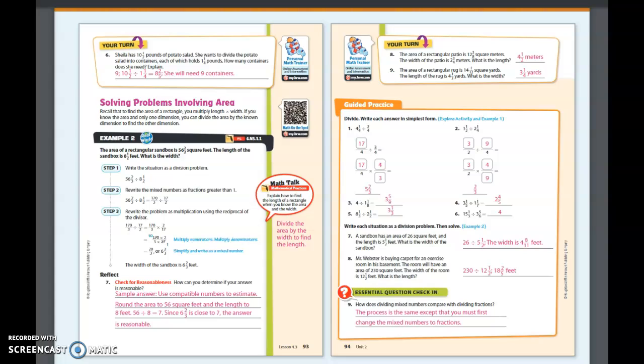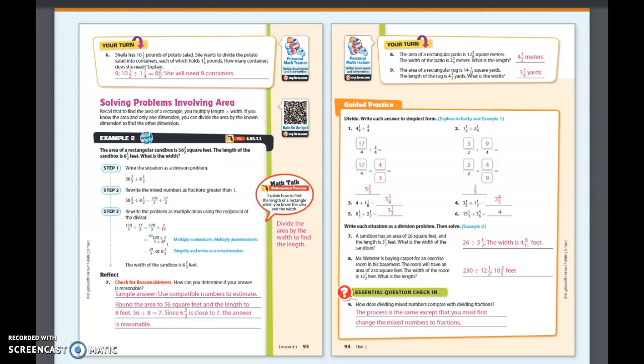Okay, on our next page here, Sheila has 10.5 pounds of potato salad. She wants to divide the potato salad into containers, each of which holds 1 1/4 pound. How many containers does she need? So we're going to be taking the 10.5 pounds and dividing it by 1 1/4. That's going to give me the answer of 8 2/5, which means she's going to need 9 containers, because they're all not going to fit in 8. She's going to have some left over that are going to need to go into a 9th container.